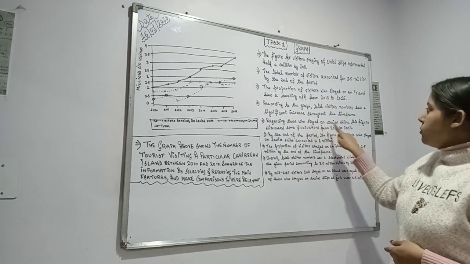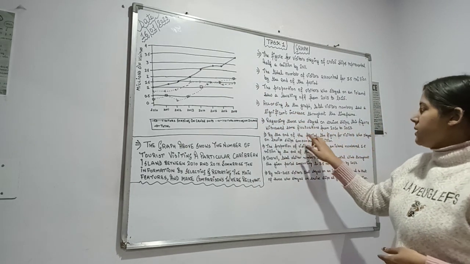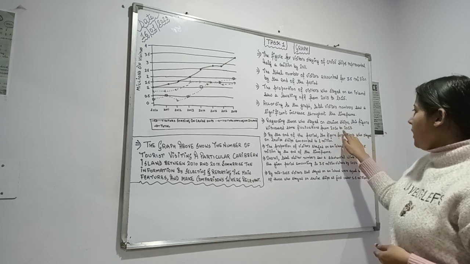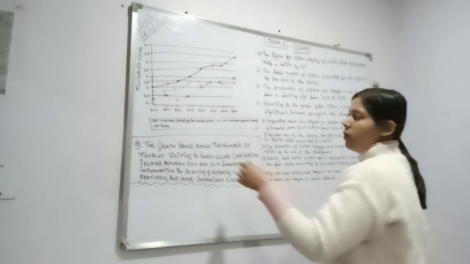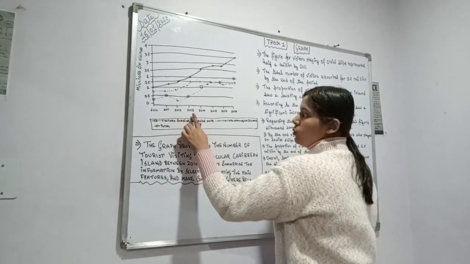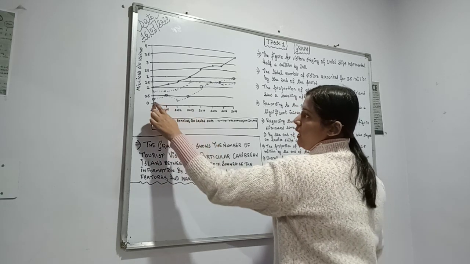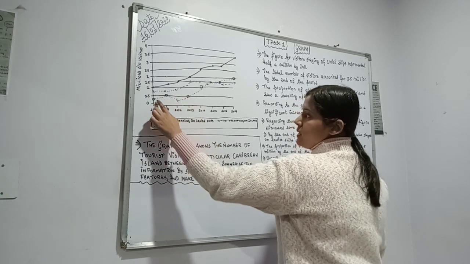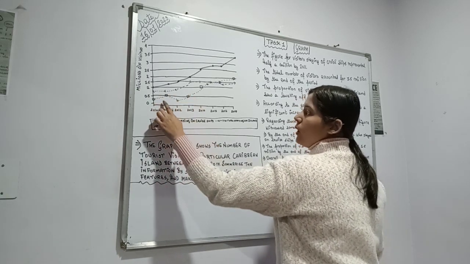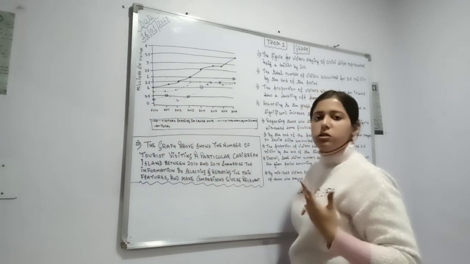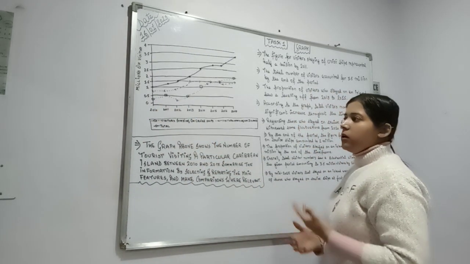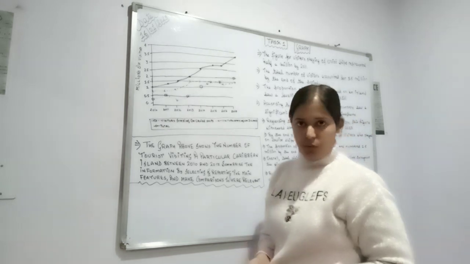And regarding those who stayed on cruise ships, this figure witnessed some fluctuation from 2010 to 2013. As you can observe, from 2010 to 2013 in cruise ships, it shows fluctuation. You can see a zigzag pattern here. We call them fluctuations, or we can also change the word to oscillation.